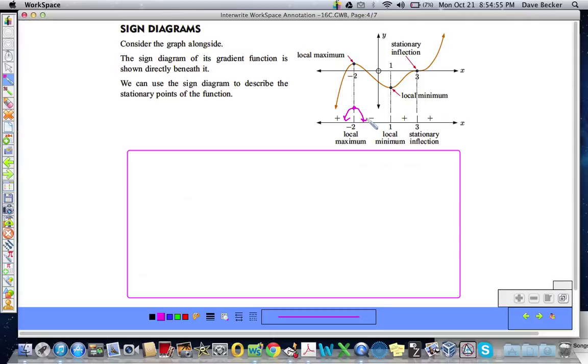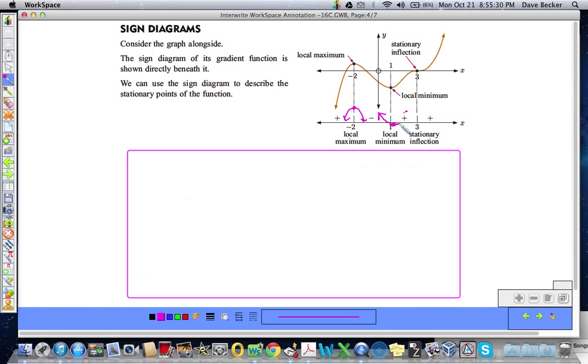And then the next point where x equals 1, I have a local minimum. Now, if you notice to the left of the 1, on the sign diagram, the function is decreasing. It's going down, down, down, down, down, and then to the right, it's increasing. So it's going up, up, up, up, up. What a terrible arrow there. I'm sorry. And that's why we have a local minimum.